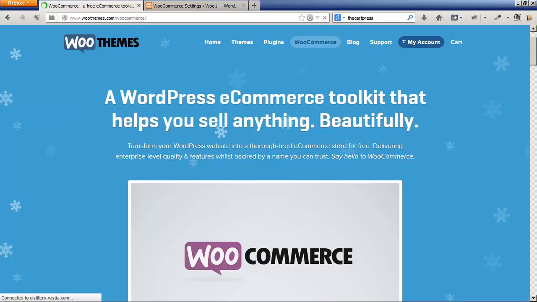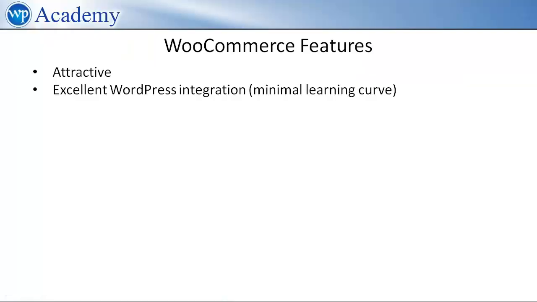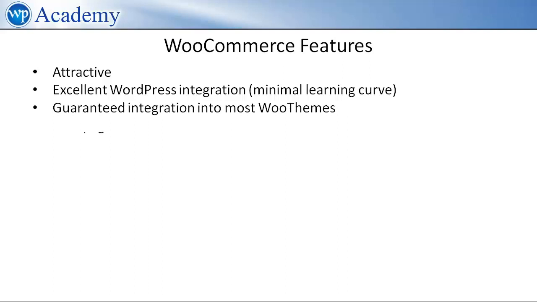So here is the vendor sales page. WooCommerce is a product of WooThemes, which is one of the top theme vendors on the web. The intro video down here summarizes some of the features, so you may want to watch it, but let me do it here as well. It's attractive. It has excellent WordPress integration. It has guaranteed integration into most Woo themes and usually works fine in other themes as well.